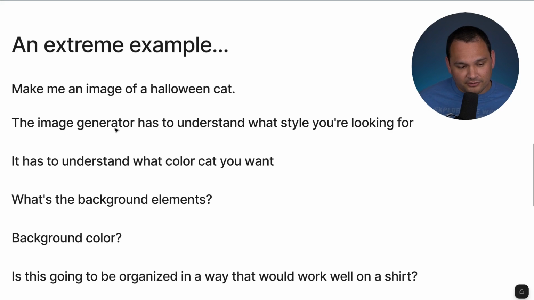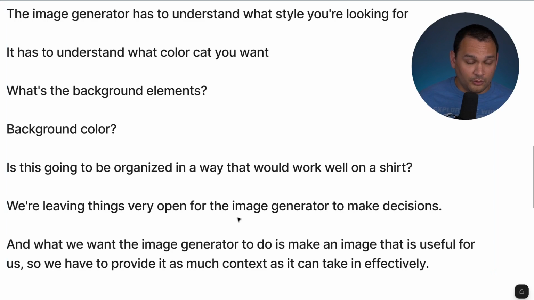Now, the image generator doesn't know what style you're looking for. It just knows Halloween cat. It doesn't understand what color cat you want or any other colors in the image. We haven't given it any background elements. We haven't given it a background color. And we haven't given it anything that makes it so that it's organized in a way that will work well on a t-shirt. So ultimately, we're going to end up with a lack of control because we're leaving so many things open for interpretation for the image generator to make decisions.